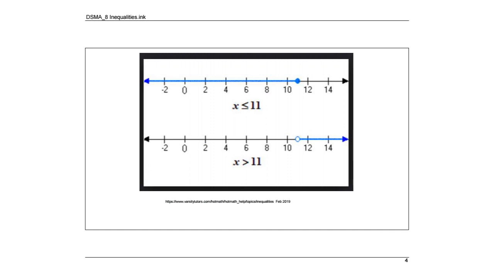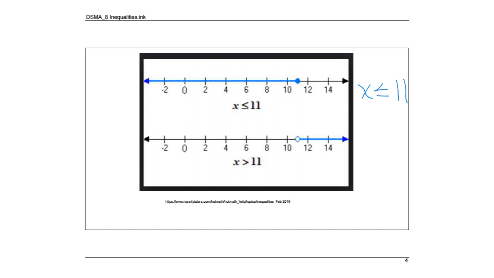All right, let's look at inequalities. So this first one, we have x less than or equal to 11. This means that we want all of the numbers. We're using a number line to denote that we want all the fractions, all the decimals, every single number that is less than 11 and also that is equal to 11. So it's a large solution set.